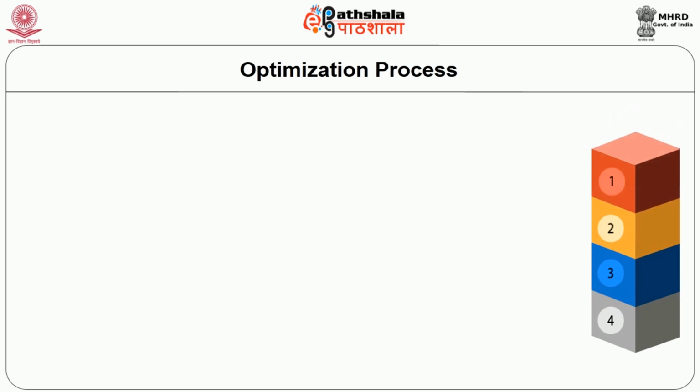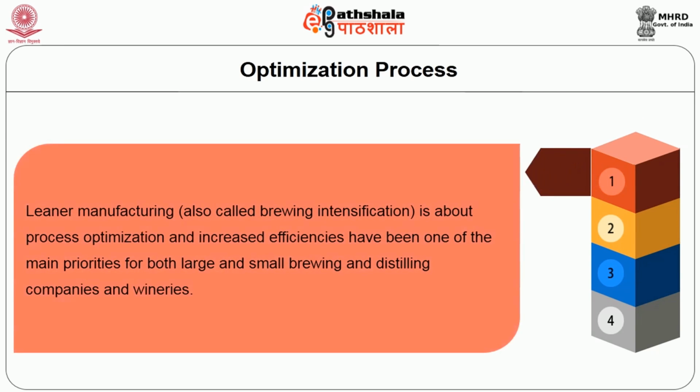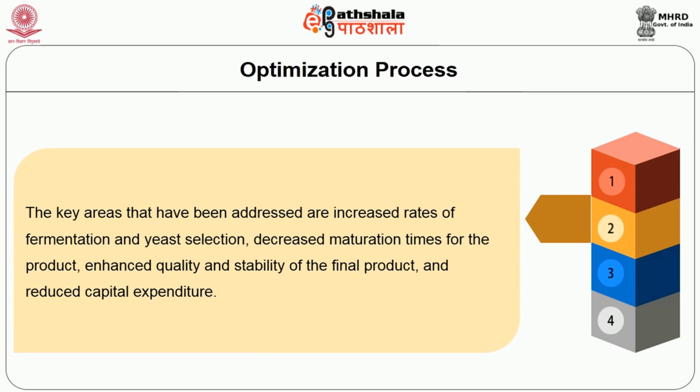How can process optimization be done to improve the technology? Leaner manufacturing, also called brewing intensification, is about process optimization, and increased efficiencies have been one of the main priorities for both large and small brewing and distilling companies and wineries. So the key areas that have been addressed are increased rates of fermentation and yeast selection, decreased maturation times for the product, enhanced quality and stability of the final product, and reduced capital expenditure.